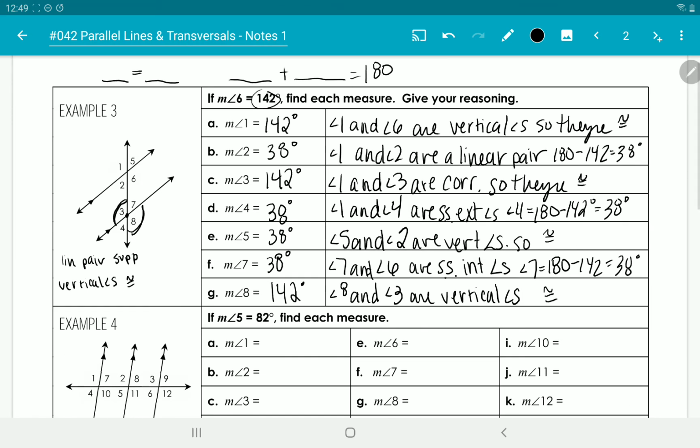Okay, so again, they're either going to be equal to each other, or you're going to take 180 and minus 1. Okay? If they are on the same intersection like this one is, like we've got highlighted here, 3 and 8, then they're either going to be a linear pair or vertical angles. Linear pair is if they share a side. Vertical angles is when they don't share a side. Vertical angles are the same. Linear pair is where you take 180 and subtract the one you know.